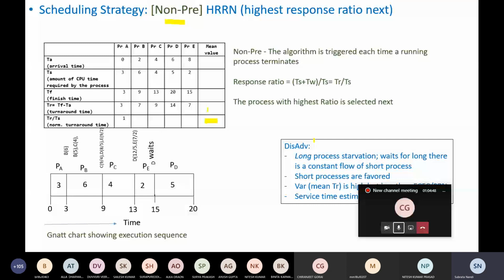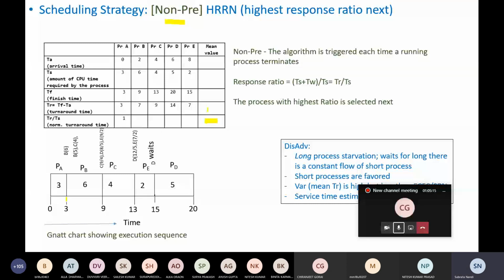So when we need to take a decision, the algorithm is triggered each time a running process terminates, because it is non-preemptive. So whenever a process terminates, for the remaining processes which are waiting, it will compute the response ratio of each process, and it will select the process with the highest response ratio, and it will schedule it. So that's a simple strategy.